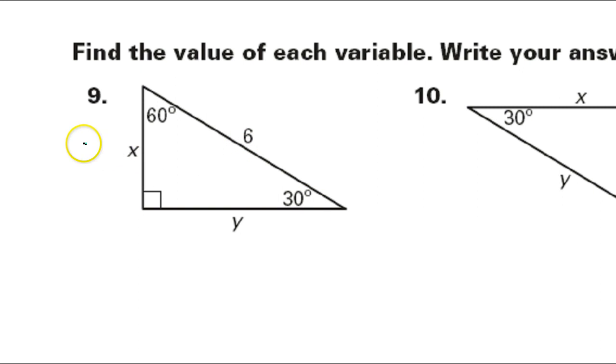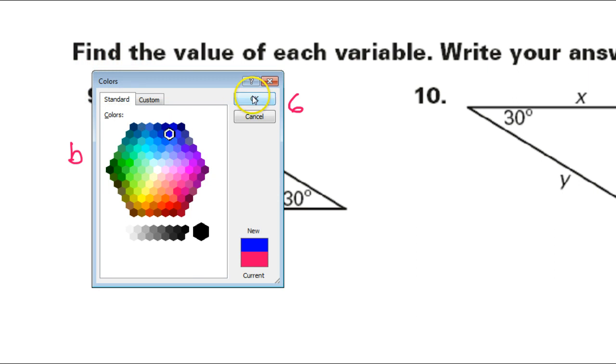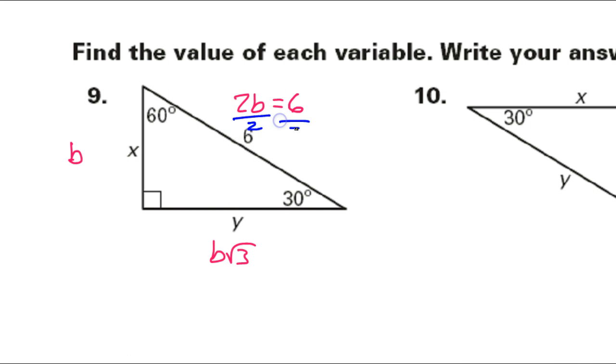So, the short leg would be b, and the hypotenuse would be 2b, because you'd have to double it. And then the long leg would be b radical 3. Okay? But look what we have here. We have 2b is equal to 6, right? So hopefully you can see that one way to look at it is you could just divide this by 2, and that's going to tell you that b is 3.